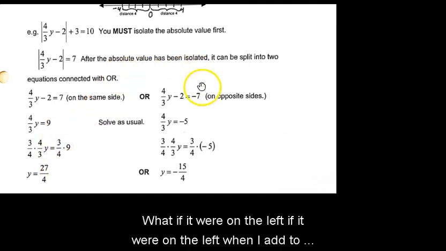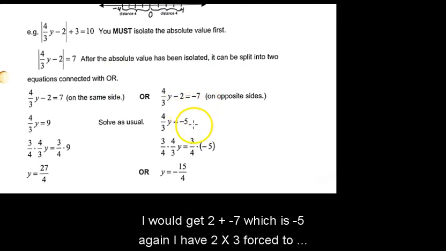What if it were on the left? If it were on the left, when I add 2, I would get 2 plus -7, which is -5.